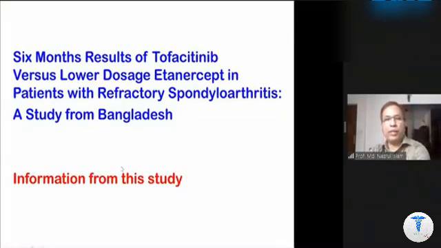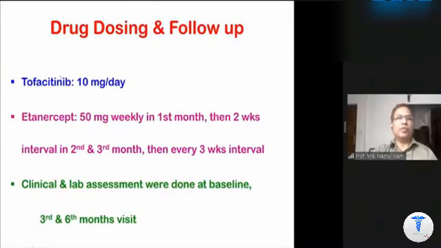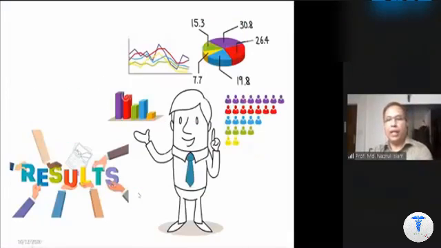So some information I am sharing with you. Our objective was to compare tofacitinib with the lower dose of etanercept. Of course, I will tell you about psoriatic arthritis. Tofacitinib 10 milligram we have given a day, etanercept 50 milligram weekly in the first month, then 2 weeks interval in the second and third month, then every 3 weeks interval we are using this agent. Clinical and lab assessment was done at the 3 and 6 month intervals, and let us have a look at the result.